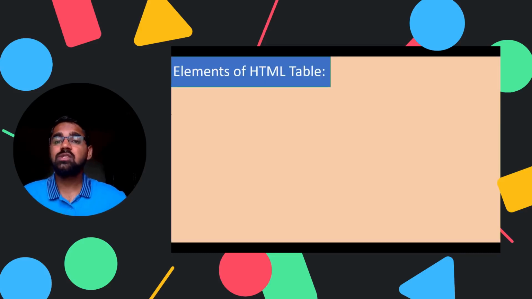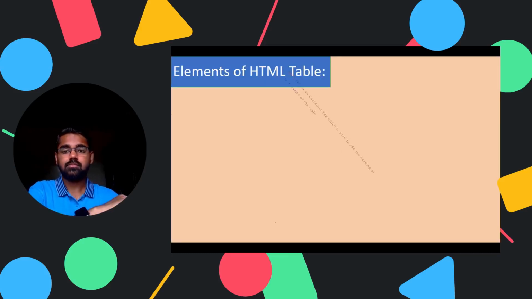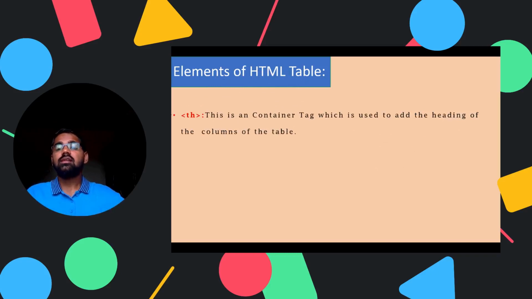Moving to the next, elements of the HTML table. Th is a container tag which is used to add the headings of the columns of the table.